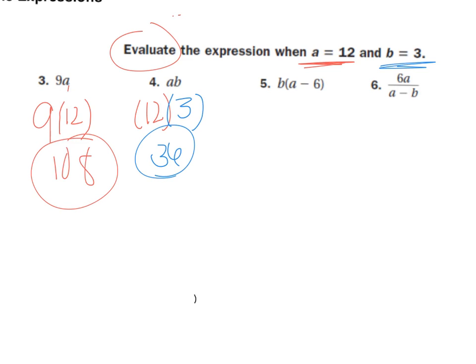Number 5, it says b. Let's substitute the value of 3 in place of b. And then we have another parentheses. We have a 12 minus 6. Now let's think for a minute about the order of operations. We do parentheses first. Well, which parentheses do we start in? We can only start in this parentheses because that parentheses actually has a problem inside of it to solve. So 12 minus 6 is 6. Now we're left with 3 times 6, which equals 18.